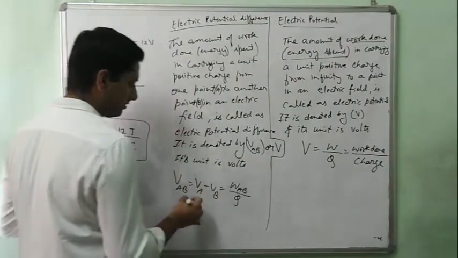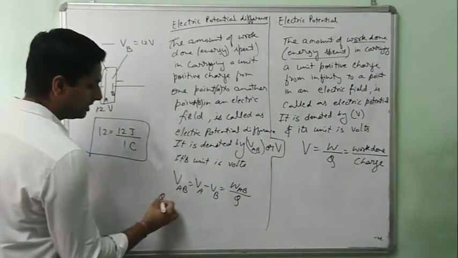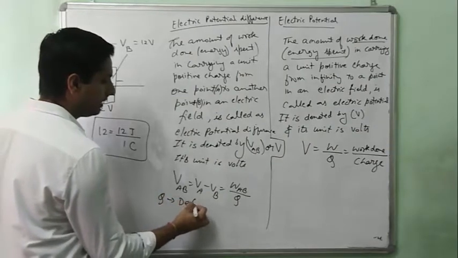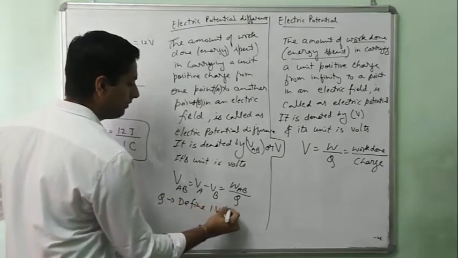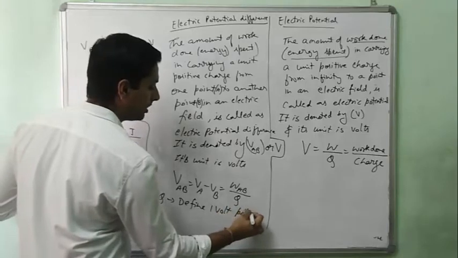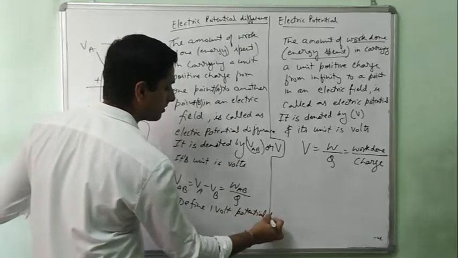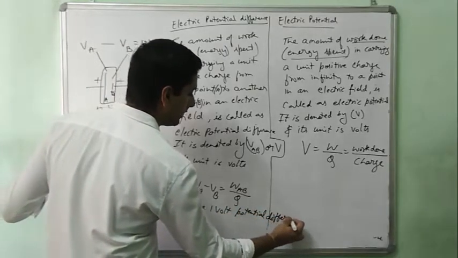Now this is, we are saying, let us suppose the question is define 1 volt potential difference. Now how will you define it?